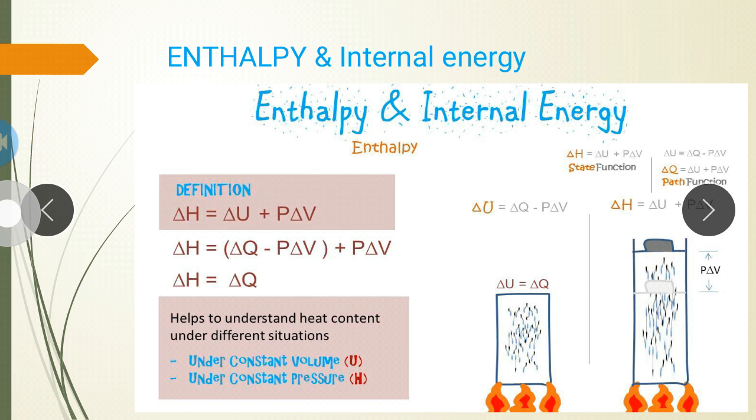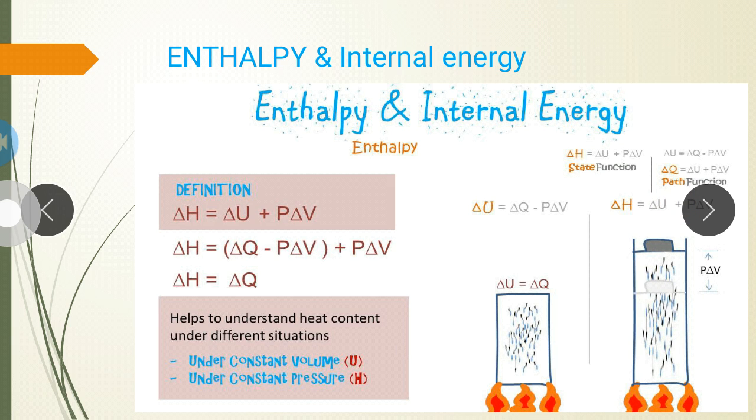Enthalpy and internal energy. Okay. Now we have to see what is that. Delta H is equal to delta U plus P delta V. That is a state function. And delta U is equal to delta Q minus P delta V. Okay. So delta Q is equal to delta U plus P delta V. Here delta Q is a path function.